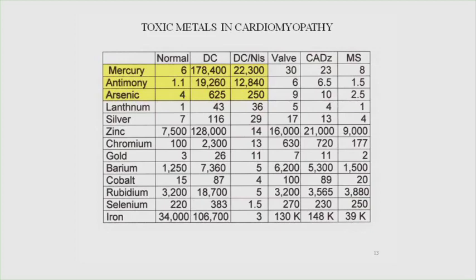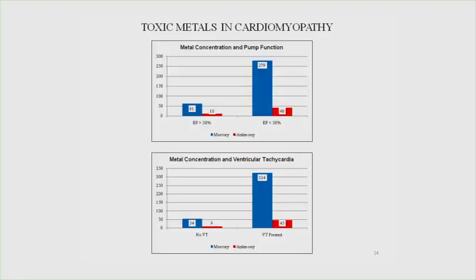Were they exposed to 22,000 times as much mercury as normal people, or genetically, or was there an acquired reason that they could not get rid of the metals? We don't know, but the metals certainly aren't doing their myocytes any good. The greater the concentration of metals, the worse was the ejection fraction, the more complicated the arrhythmia. So cardiomyopathy is clearly associated with metal overload and toxicity.